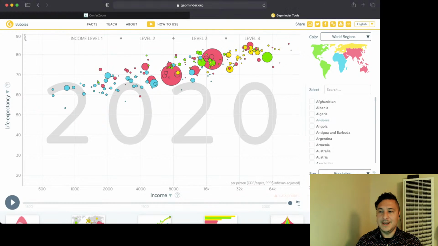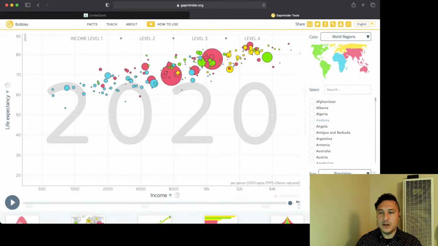Does everyone see the green is the Americas, blue is Africa, this magenta-ish is Asia, and yellow is Russia and Europe? Can we see that? Okay, cool. So what we have here is income on the x-axis and life expectancy on the y-axis. You can see that as countries become richer, the people seem to live longer, right?